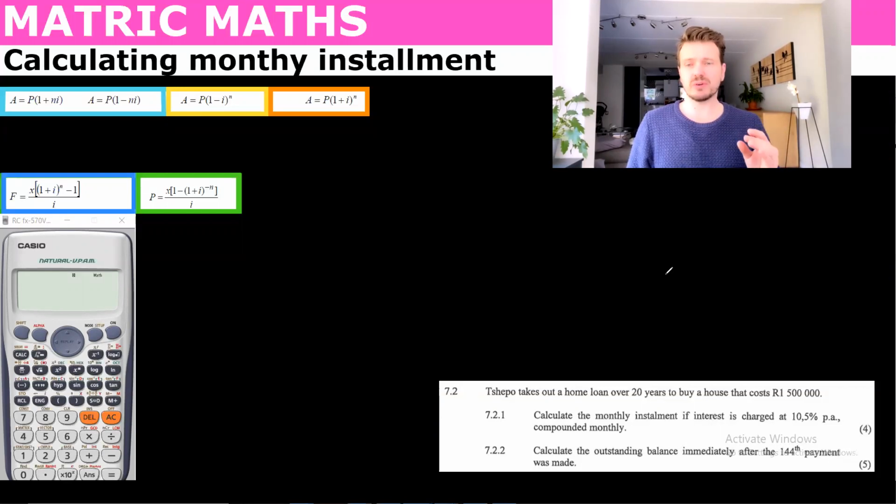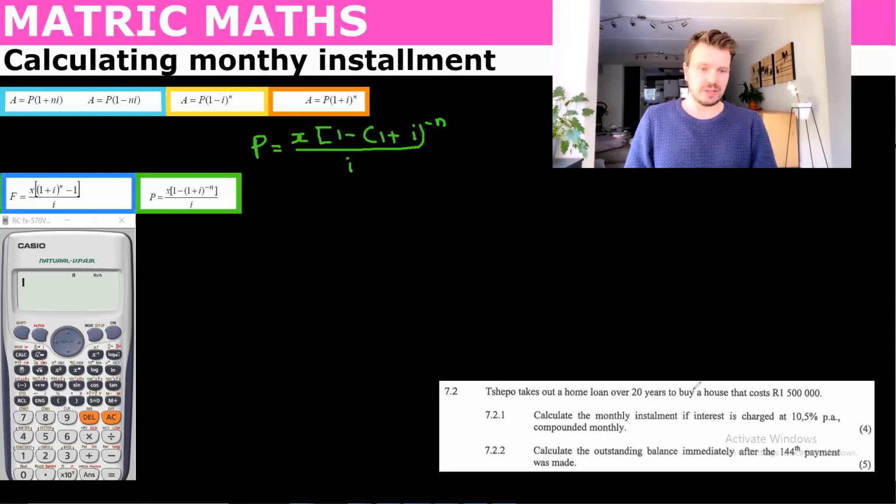When you see installments, we know we're using one of these equations that has X in. Just think P is paying off a loan. So if you're paying off a loan, we use the equation that has a P in. The F one is for investments. When you invest money, what is it going to be worth in future? F. So P, paying off a loan. We're going to use the equation in green, which is P equals, and then that long equation there, over I.